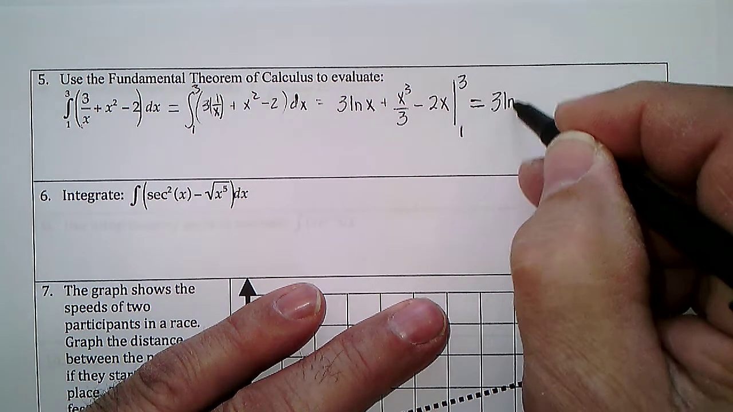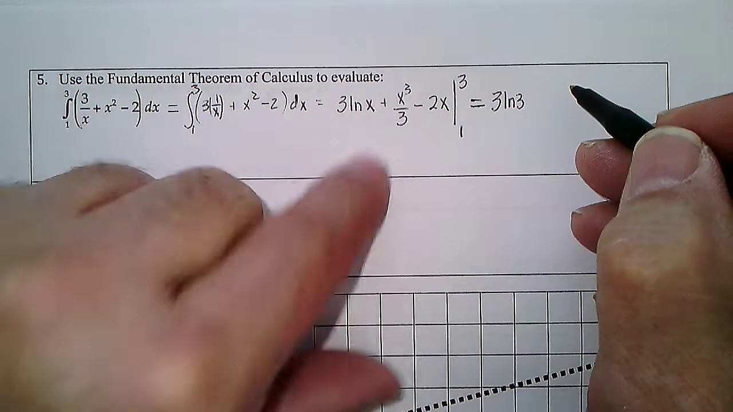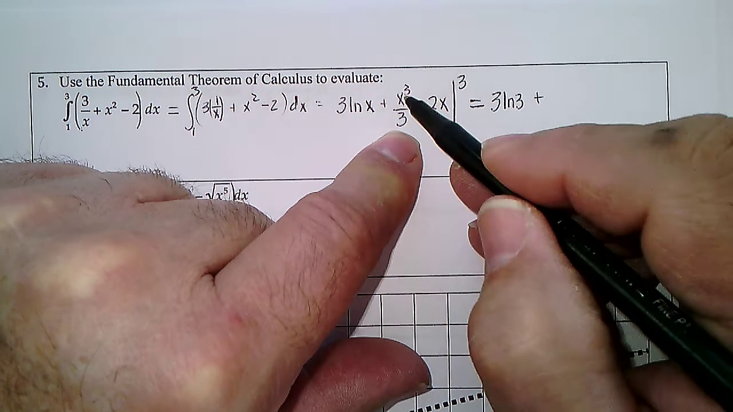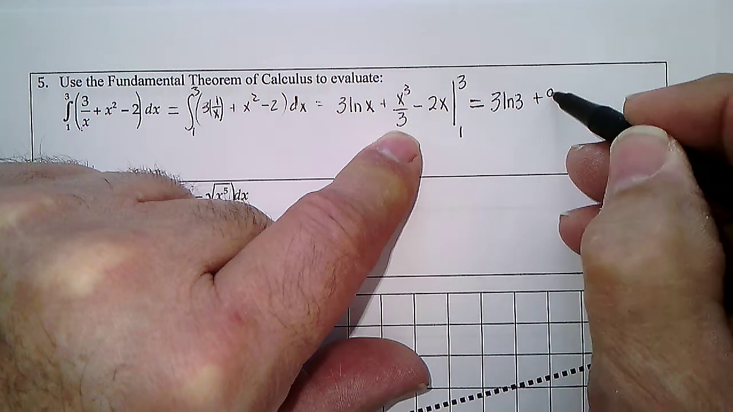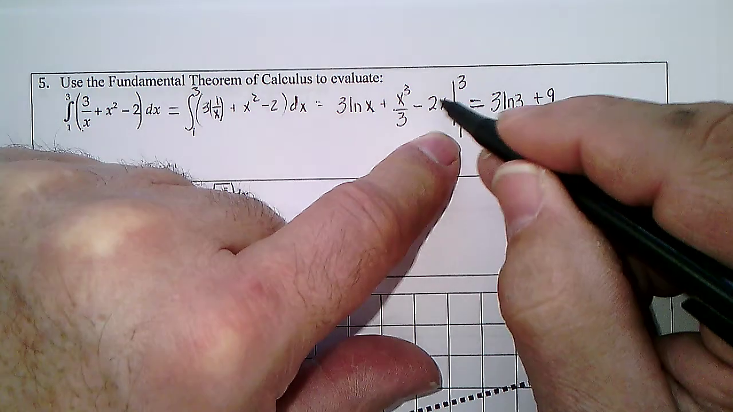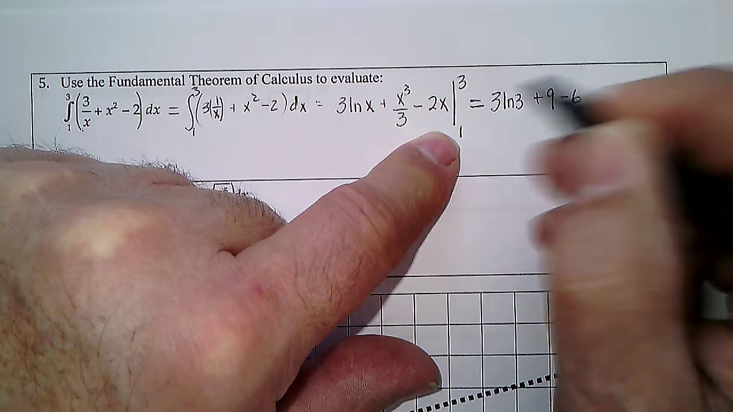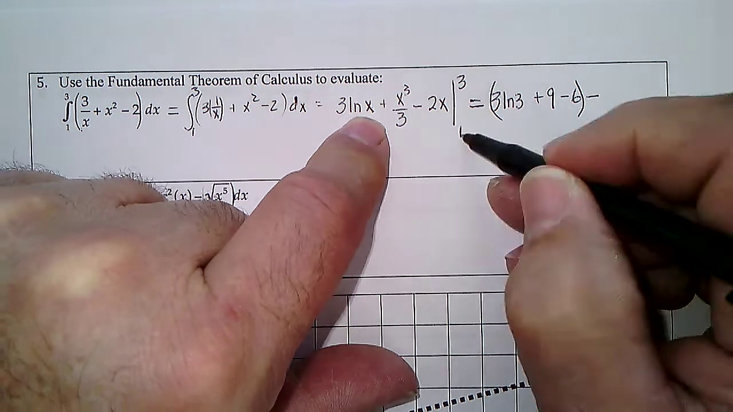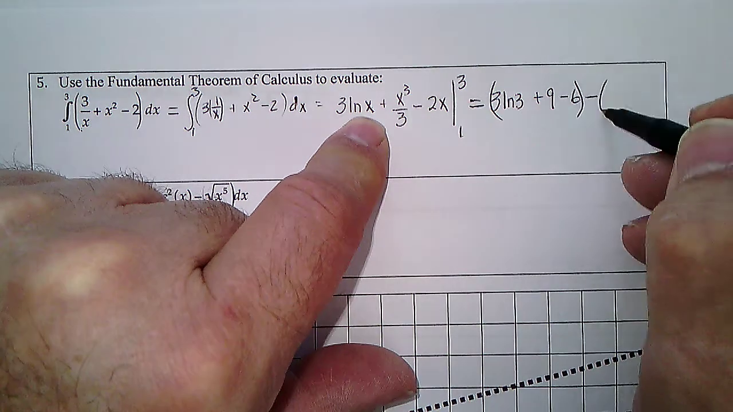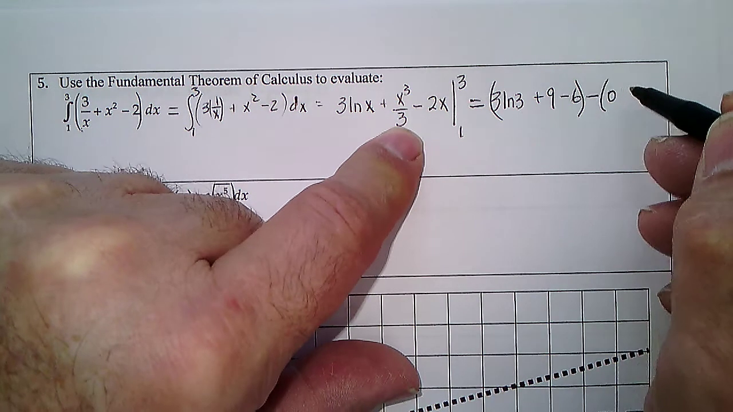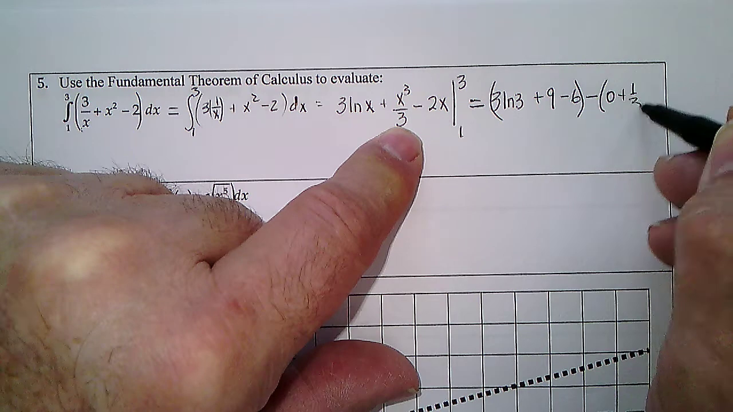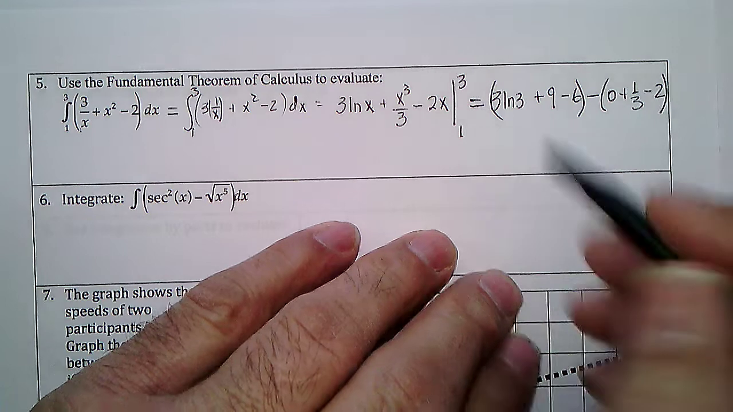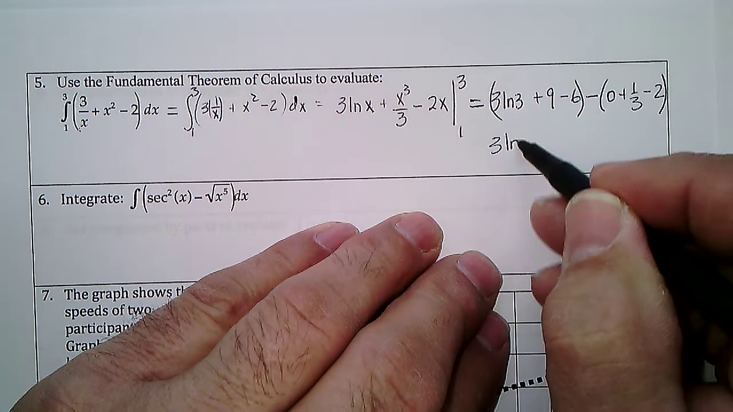We didn't change the value of x, so same limits, and so we get 3 ln 3 plus 27 divided by 3 is 9, minus 6. That's putting in the 3's, minus, put in the 1's. ln of 1 is 0 times 3 is 0. Plus 1/3 minus 2. So we got 3 ln 3.